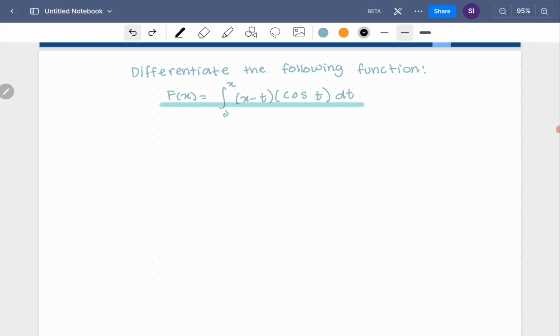But if you want to give this problem a go, please feel free to, and then I will walk through the solution. Okay, so hopefully you gave that problem a go.